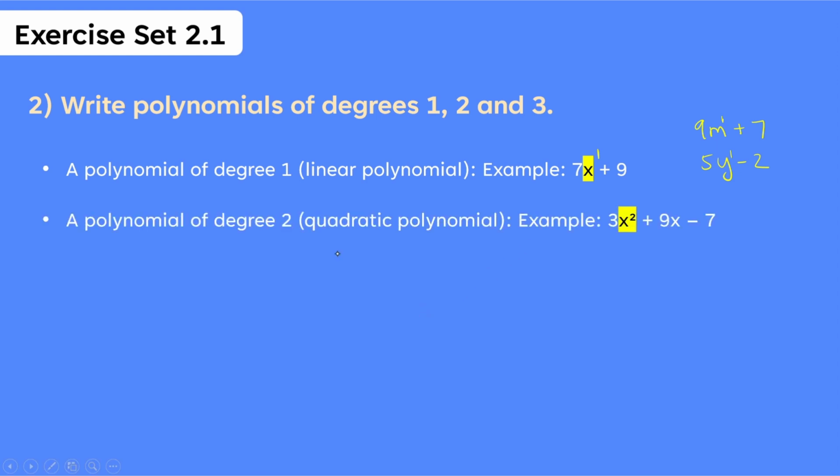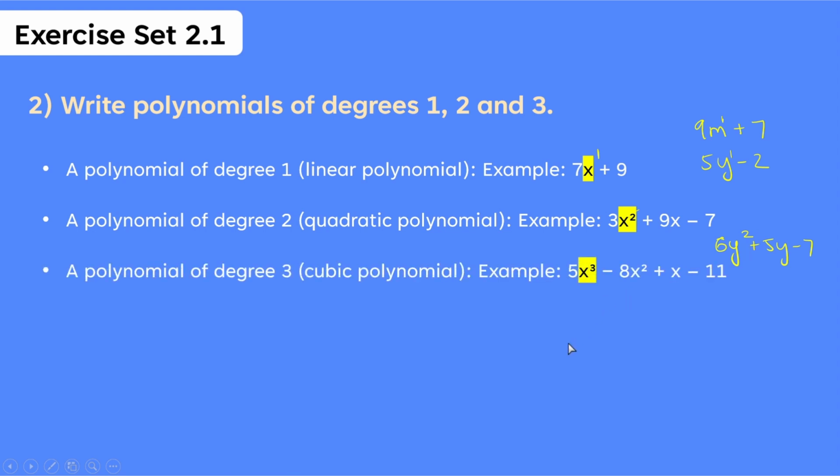Next one, the polynomial of degree 2. Of course, it's called a quadratic polynomial, and you could see that the highest power of x is 2. So this is called a polynomial of degree 2. You could also write your own examples, need not just this, it could be anything. Say for example, 6y squared plus 5y minus 7. The highest power of y is 2. So this is a polynomial of degree 2.